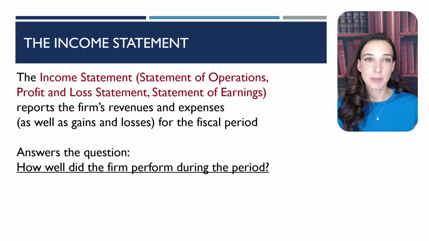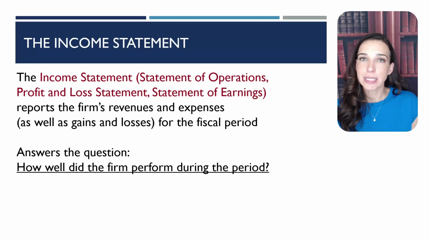So what does the income statement tell us? It tells us the revenues and expenses of a firm for a given fiscal period, either a year or a quarter. It also tells us the gains and losses, and we're going to learn the difference between those and revenues and expenses. Fundamentally, the income statement answers the question: how well a firm performed during the period?